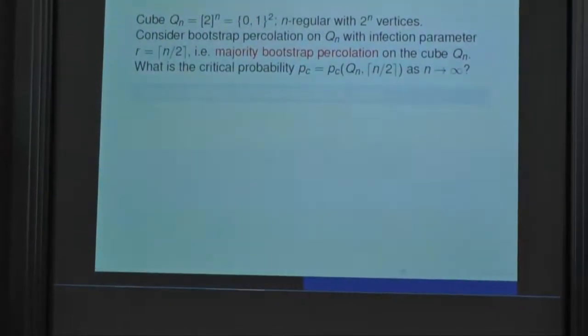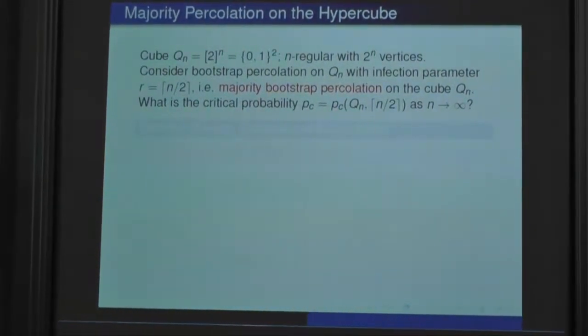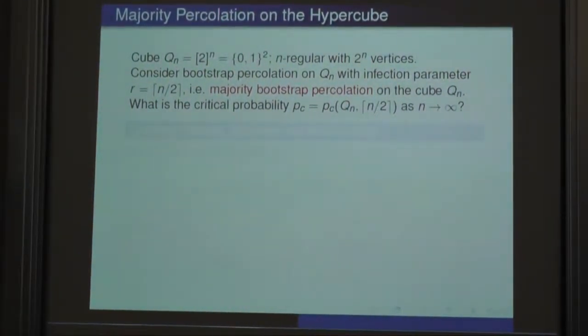Okay. Now, some different kind of percolation, different infection parameter. Let's take majority. Extremely natural setup. So let's take the cube, n-dimensional cube. It has 2 to the n vertices, and it's an n-regular graph, of course. And let's infect a site if it has at least n over 2 infected neighbors.